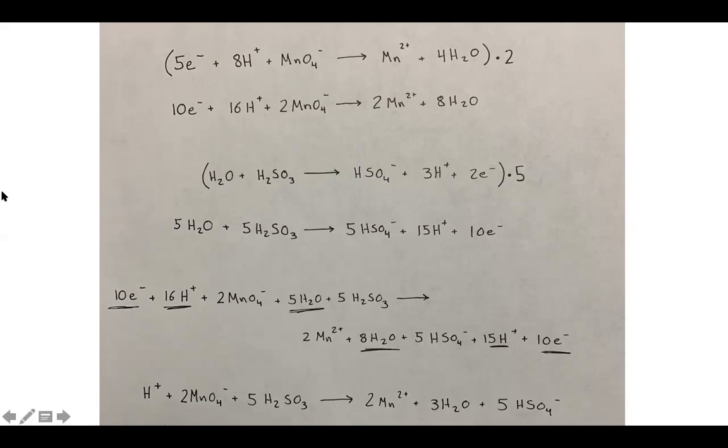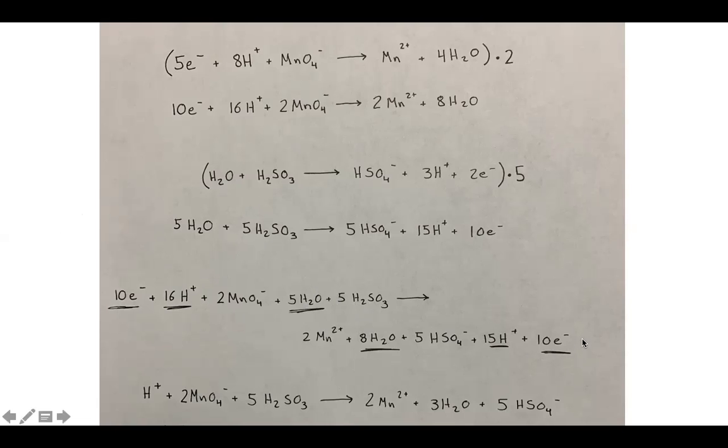Okay, so all I did was kind of multiply it out. So that whole top half reaction I multiplied by 2. The sulfur one I multiplied by 5. And then at the bottom here, I just added all my reactants together with all my products. So my reactants were 10 electrons plus 16 H plus, 2 permanganates, 5 waters, and 5 sulfurous acids, right? These are my reactants from my 2 half reactions combined, and these go to all the products of the 2 half reactions combined, okay?